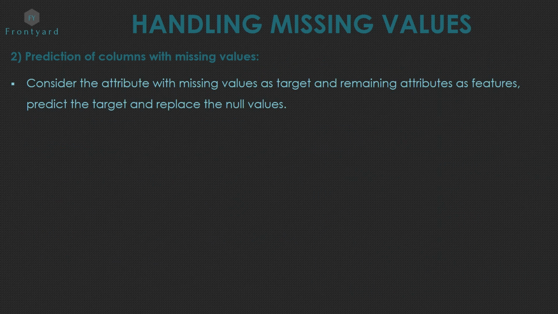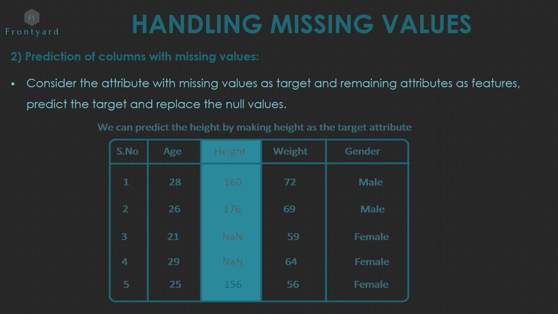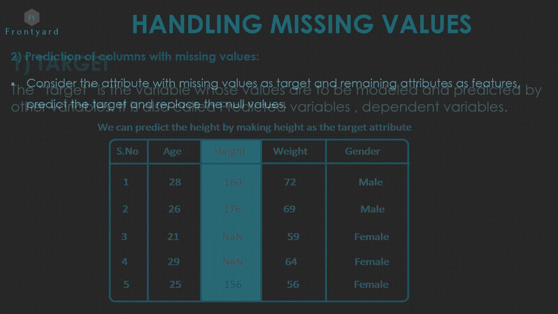Second, prediction of columns with missing values. Consider the attribute with missing values as the target and the remaining attributes as features. Predict the target and replace the null values. Here you can see the height attribute has null values. So we can predict the height by making height the target attribute.